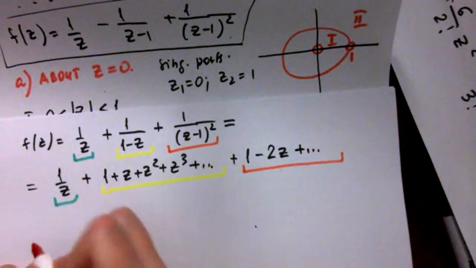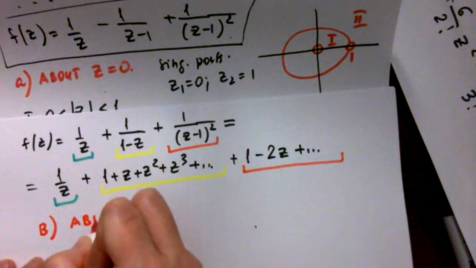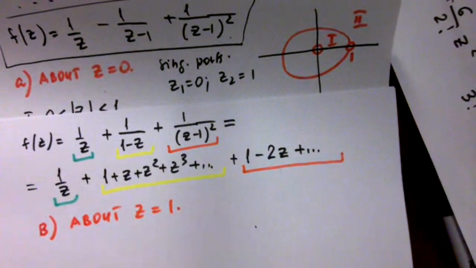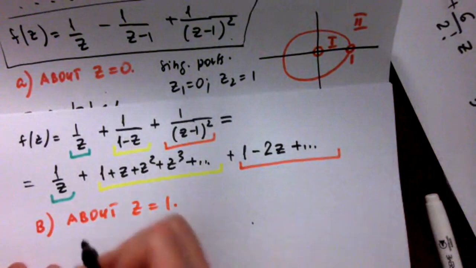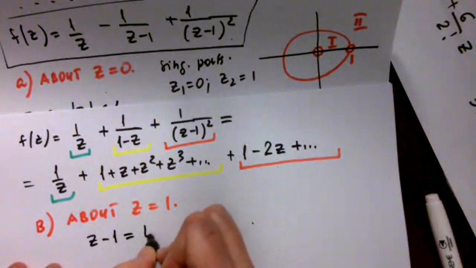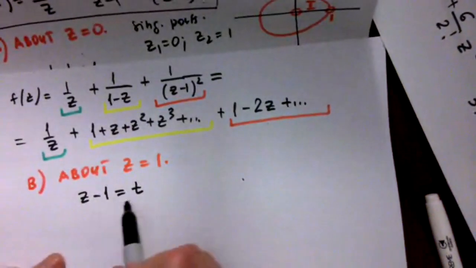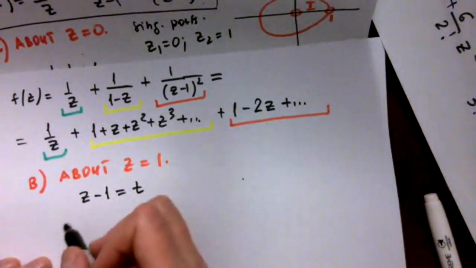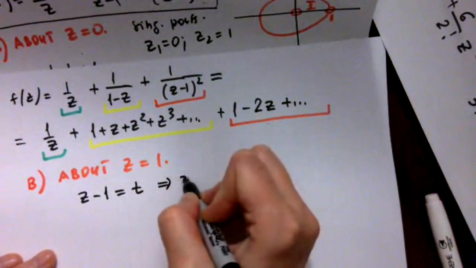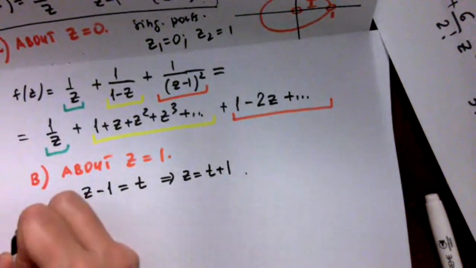So this is part A of our problem. What about part B? You are asked to do expansion about z is equal to 1. How should this task be approached? You know the trick. You need to take this z minus 1 and denote it by t. In this case, the whole function gets rewritten in terms of t. And to be able to do it, we need to express z. z is equal to t plus 1.